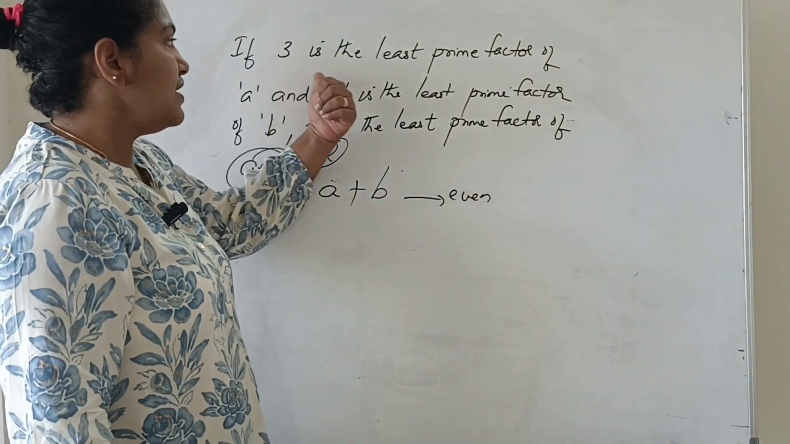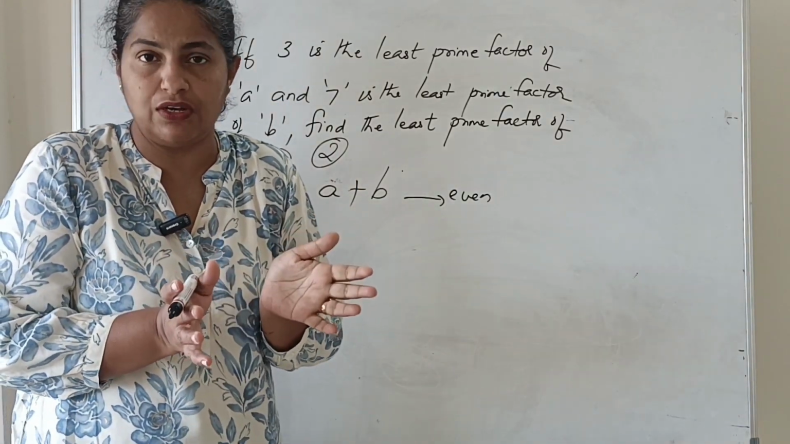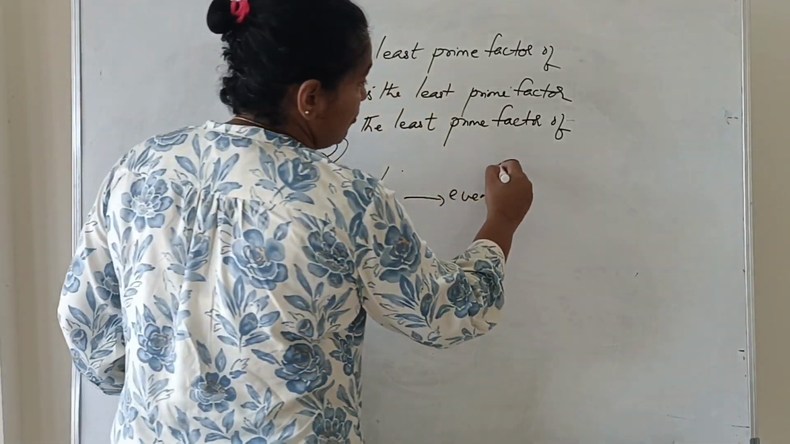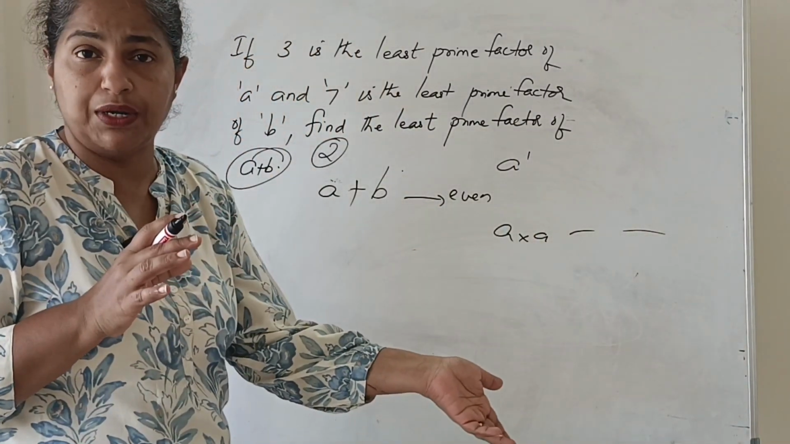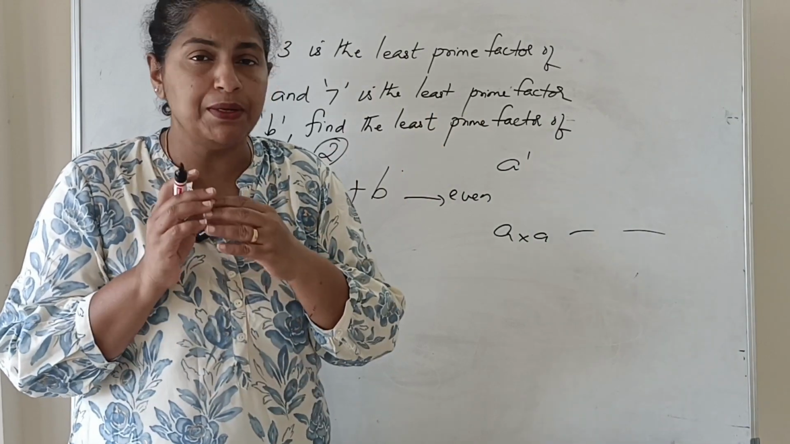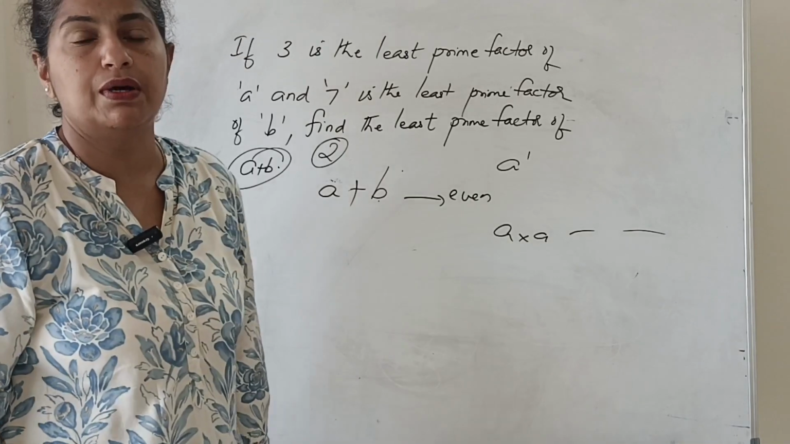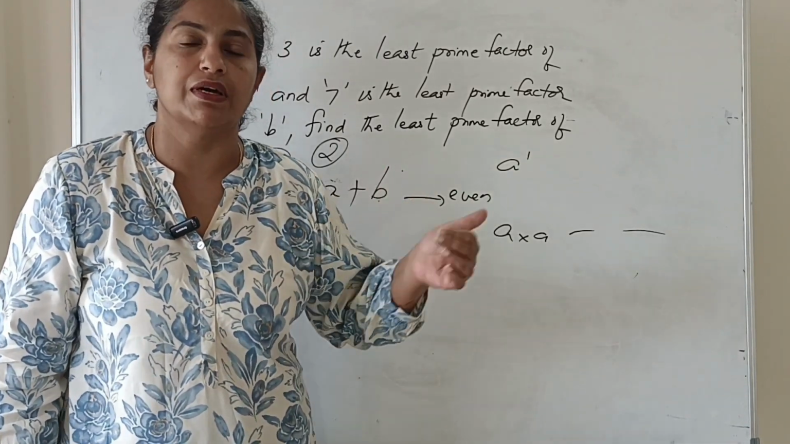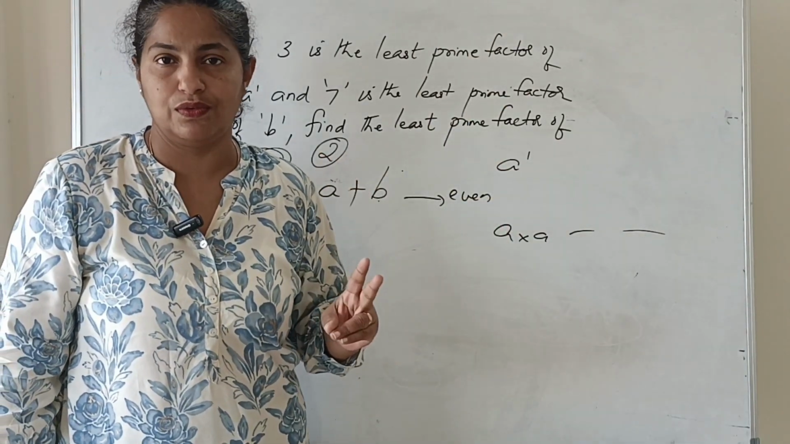See, 3 is the least prime factor of A, which means A has to be an odd number. Similarly, B has to be an odd number. Now, I am taking it in such a way that it is A raised to 1. It could be A multiplied by itself any number of times. Still, that would be an odd number. In the case of B also, multiplying odd numbers will always give me an odd number. So, B is also an odd number. When I am adding or subtracting two odd numbers, I will get an even number. In the case of an even number, the least prime factor is 2.